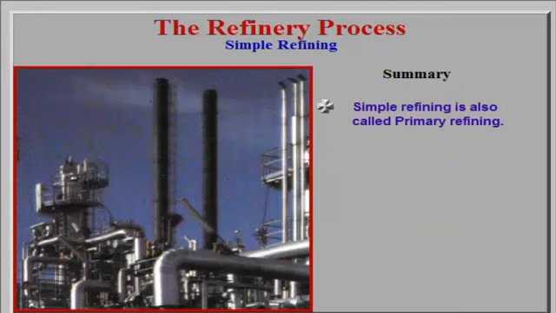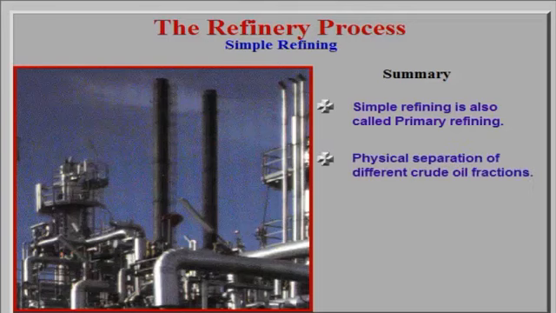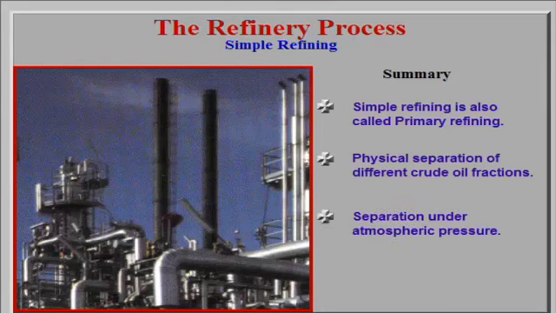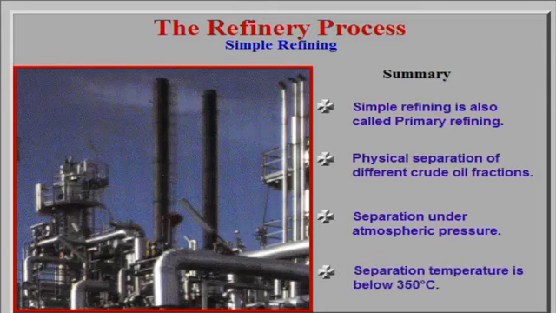Simple refining is also called primary refining and is used for physical separation of different crude oil fractions. Separation pressure is atmospheric and the separation temperature is below 350 degrees Celsius.